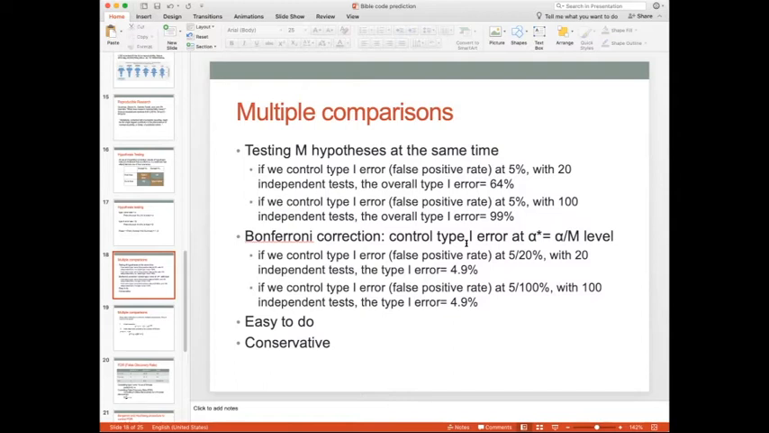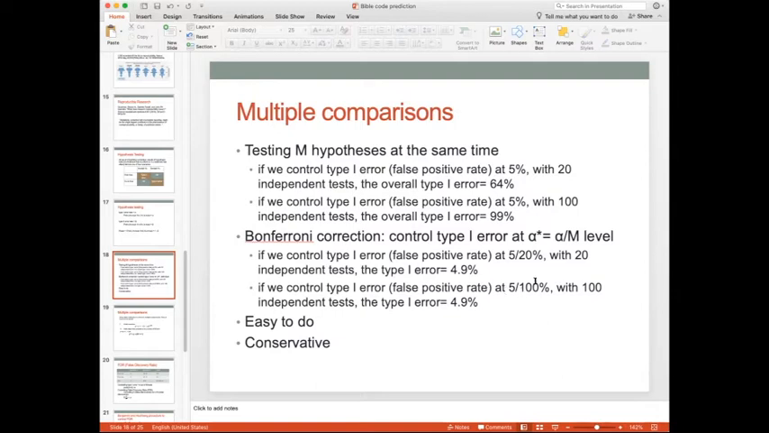So one way to handle this is to use Bonferroni correction. What the Bonferroni correction does is control type 1 error rate, instead of at alpha, at alpha star. So it's alpha divided by M, right? For example, if you have 20 tests, then we control the type 1 error rate for each individual test at 5 divided by 20%, right? And so if we do the simulation with 20 independent tests, the overall type 1 error rate, we maintain the overall 5%. So the Bonferroni correction works.